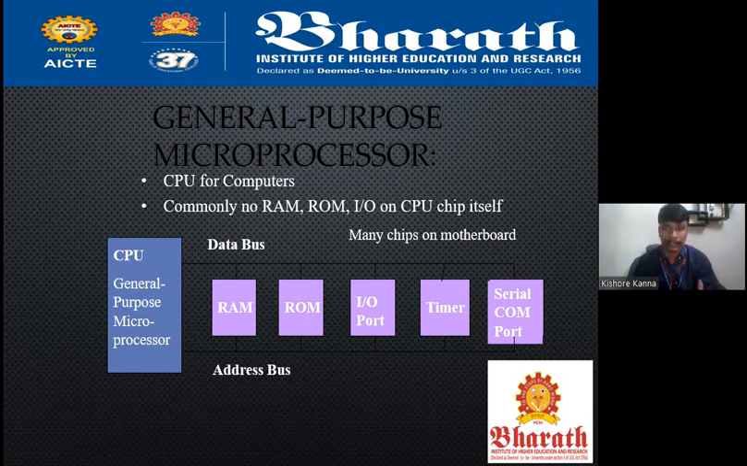The general purpose register will be acting, and data will be transmitted from RAM, ROM, input output port, timer, and serial com port to the general purpose register. The address bus will also be connected to the same RAM, ROM, input output port, timer and serial com port, and the address bus also will be connected to the CPU. According to the CPU's instruction, the general purpose register in the microprocessor will be acting, and the CPU has the power to process the data according to the need and demand of the given input.